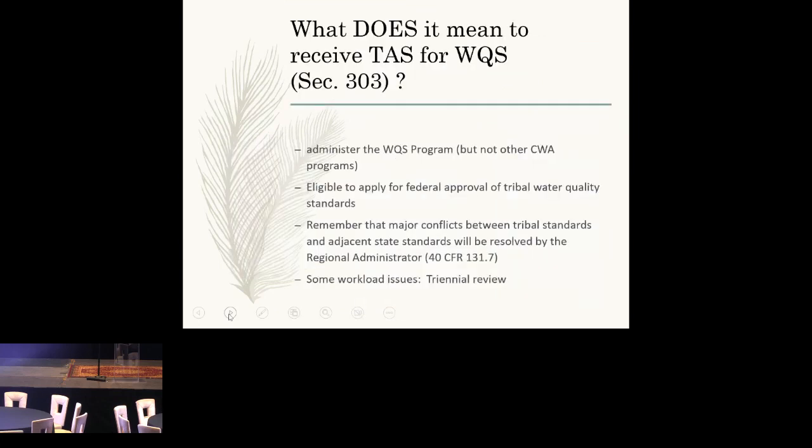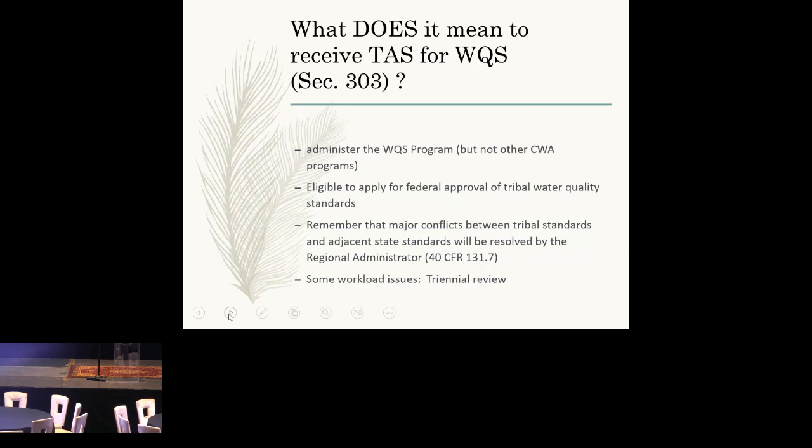So if you have the TAS for water quality standards, you can adopt your own standards, submit them to EPA, and get federal approval, and that's it. Then they are the water quality standards for the tribe's waters. If there is a conflict between the tribe's standards and adjacent jurisdictions, whether states or other tribes, the regional administrator is assigned the task of trying to resolve that conflict between the two different regulatory regimes.